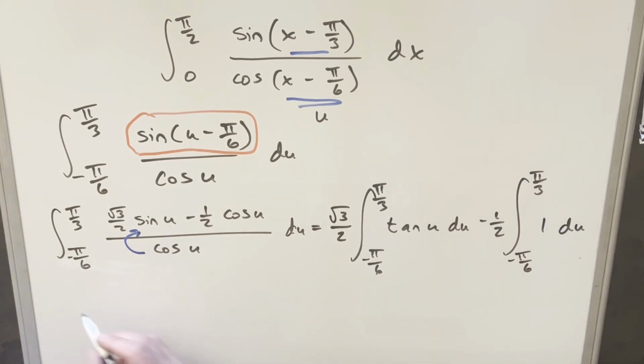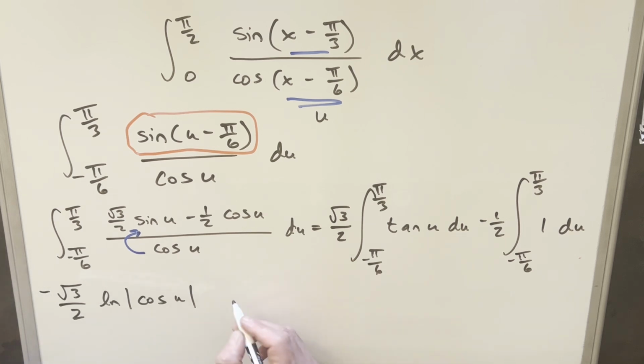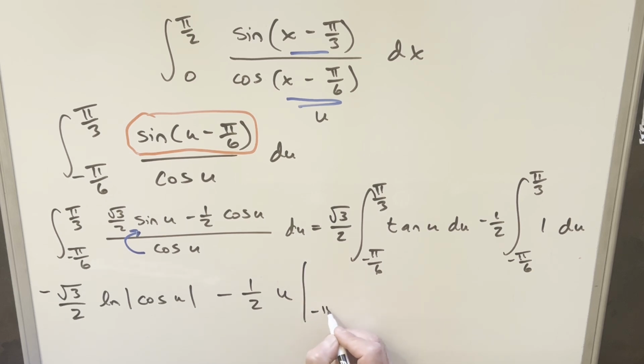But now we have two easy integrals, so we'll go ahead and integrate. We have square root of 3 over 2. This is going to become just natural log absolute value secant u. What I think I'm going to do instead is use the formula natural log of cosine u, just to make it easier to evaluate, but I need to bring a minus sign out front. Then for the next part, integrating 1, that's just going to be u. So we have minus 1/2 u, and the whole thing's evaluated from minus pi over 6 to pi over 3.